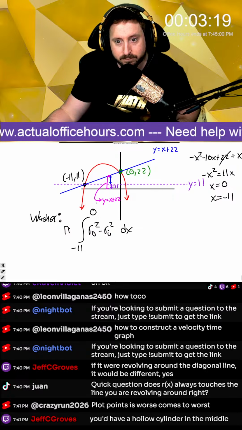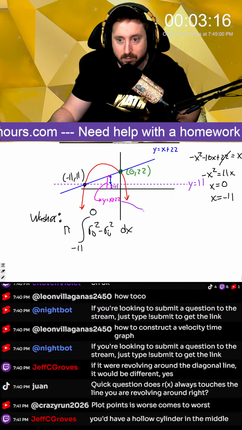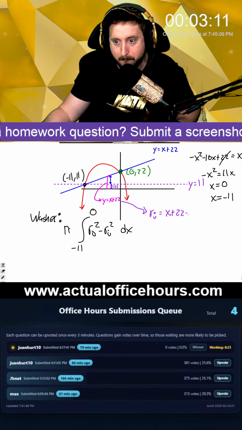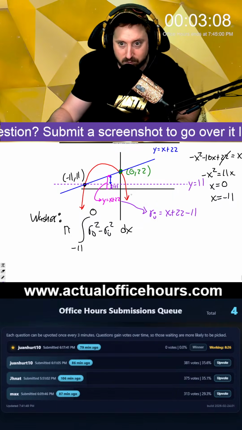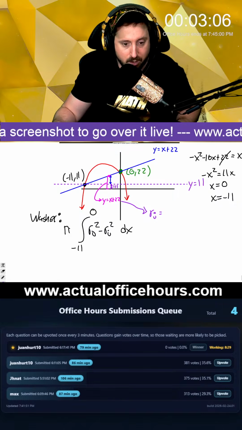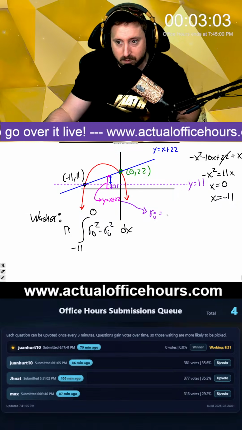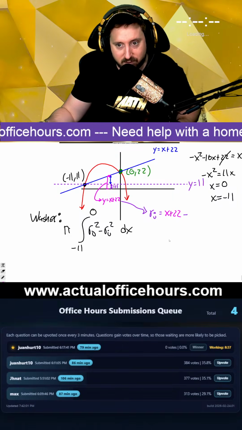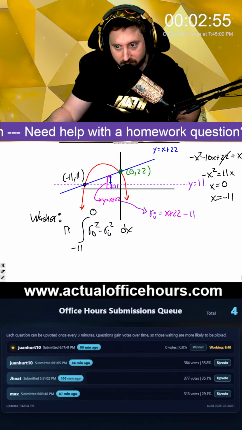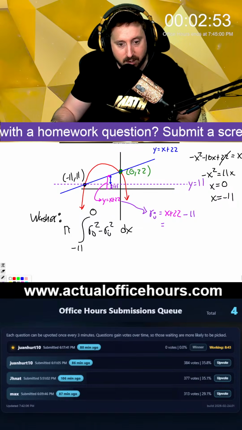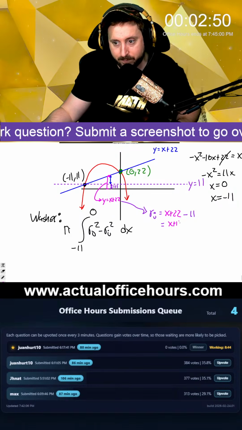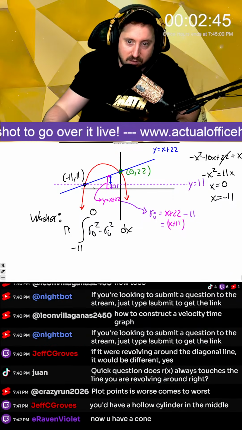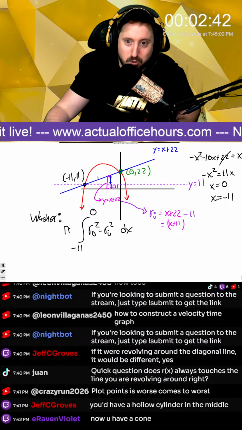Yeah. So in this case, our inner is going to be equal to x plus 22 minus 11, right? x plus 22 gives you the whole distance from the x-axis. But then I only want the distance to the y equals 11 line. So this would be just x plus 11. Okay? Yes, you do have a cone.